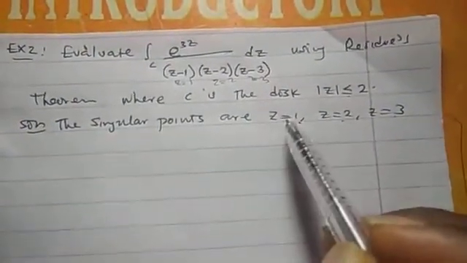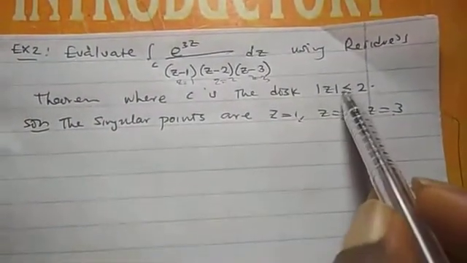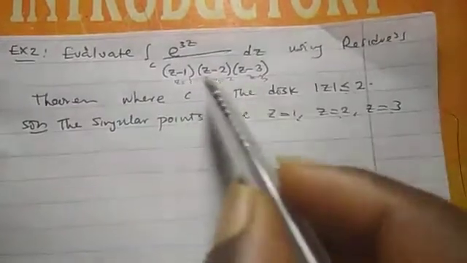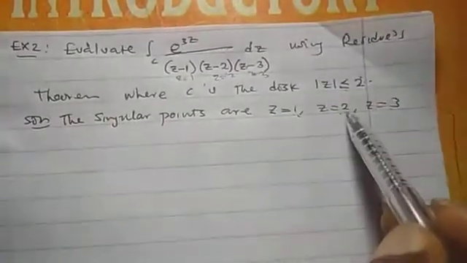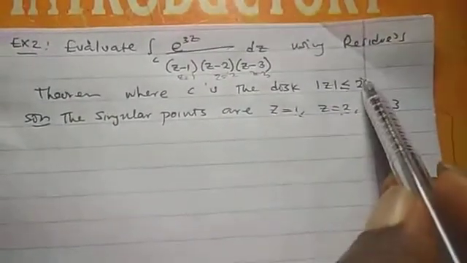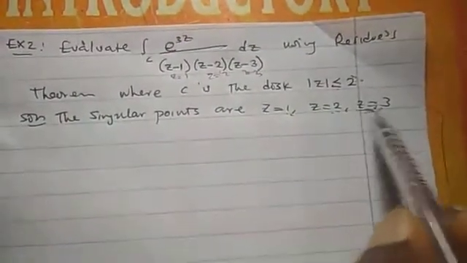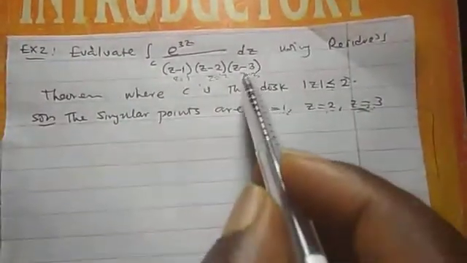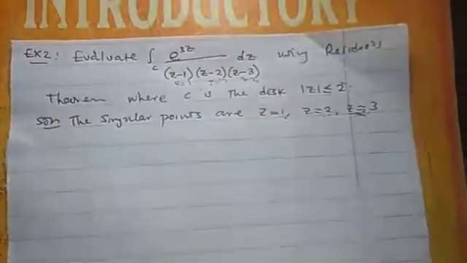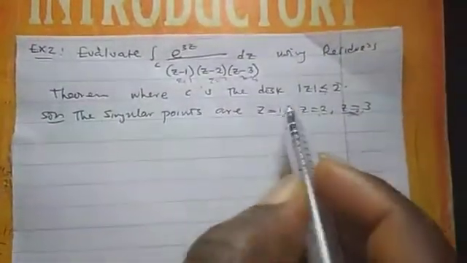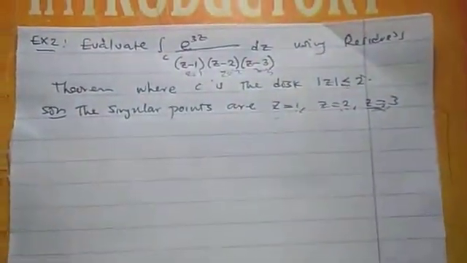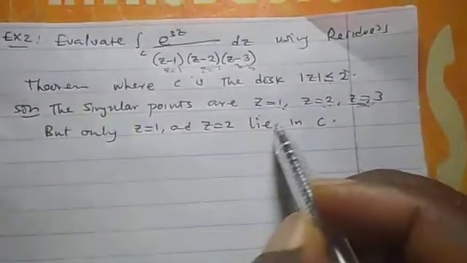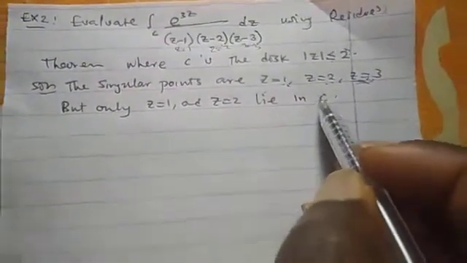But the question is, do all these singular points lie inside or on this circle? 1 is less than 2. 2 is less than or equal to 2. But you can see 3 is greater than 2. In that case, z equal to 3 does not lie inside this disk. So at that point the integral is 0, and we only consider these two. So we can say that only z equal to 1 and z equal to 2 lie in C.